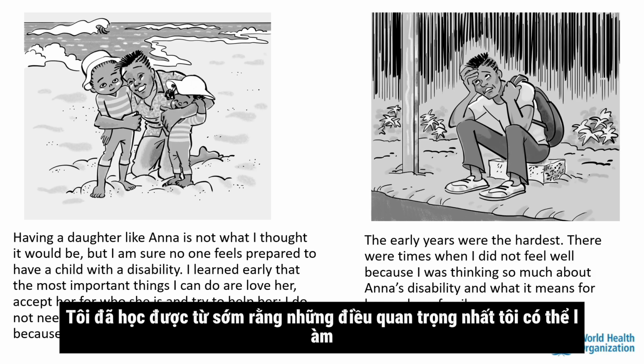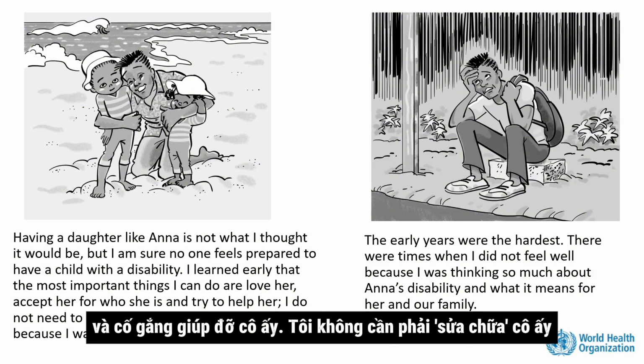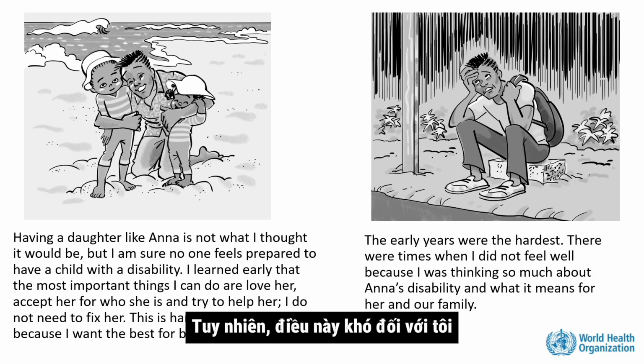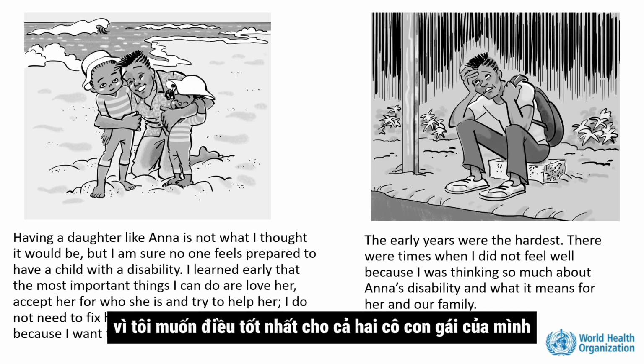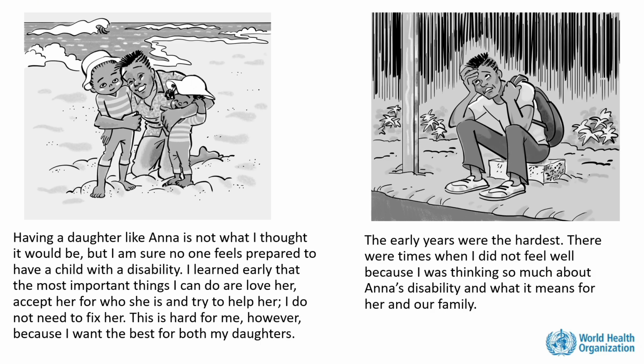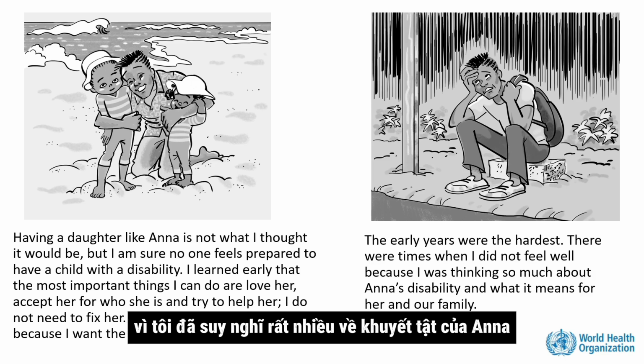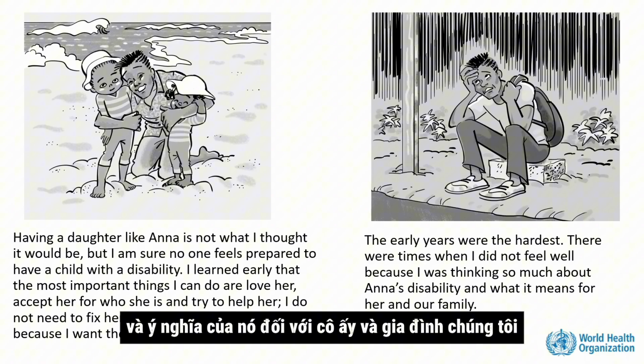I learned early that the most important things I can do are love her, accept her for who she is, and try to help her. I do not need to fix her. This is hard for me, however, because I want the best for both my daughters. The early years were the hardest. There were times when I did not feel well because I was thinking so much about Anna's disability and what it means for her and our family.